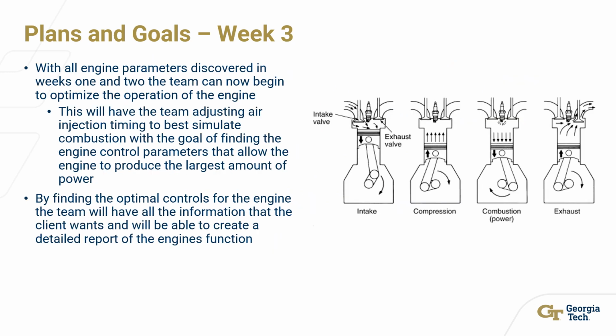Next I'll talk about the plans and goals we have for week 3. With all the engine parameters discovered in week 1 and 2, the team can now begin to optimize the operation of the engine. This will have the team adjusting the air injection timing to best simulate combustion, with the goal of finding the engine control parameters that allow the engine to produce the largest amount of power. By finding the optimal controls of the engine, the team will have all the information that the client wants and will be able to create a detailed report of the engine's function.